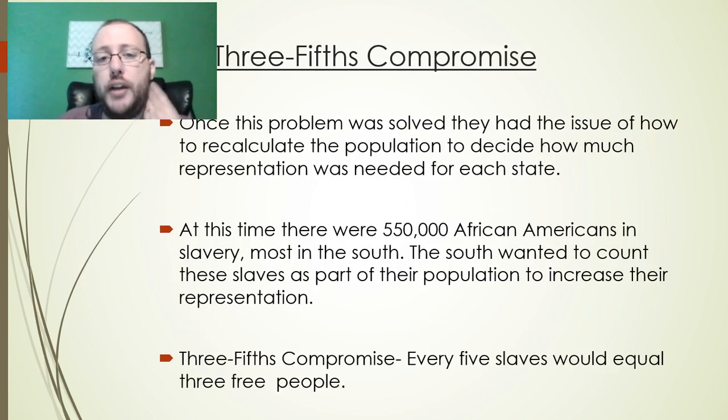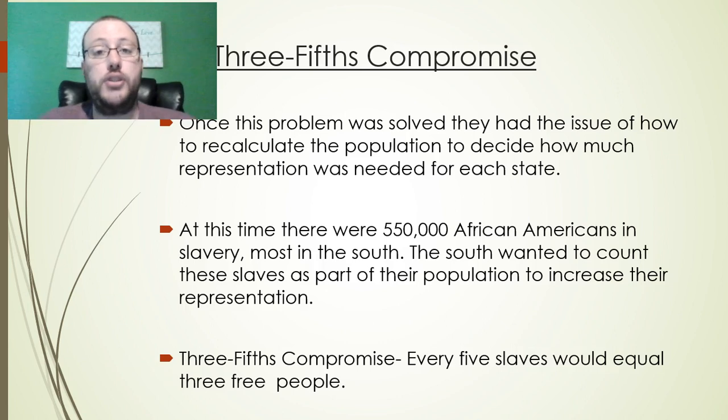Once this problem was solved, they had to decide how to calculate the population to determine how much representation was needed for each state. At the time, there were 550,000 African Americans in slavery, most of them in the South, and the South wanted to count these slaves as part of their population to increase representation. Now, this became known as the 3/5 compromise, where they decided every 5 slaves would equal 3 free people. Basically, they were counting each slave as 3/5 of a person. And so for every 5, you would get 3 votes.